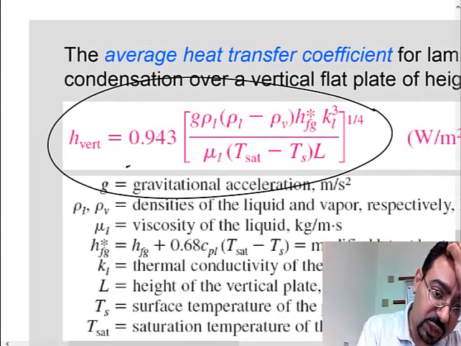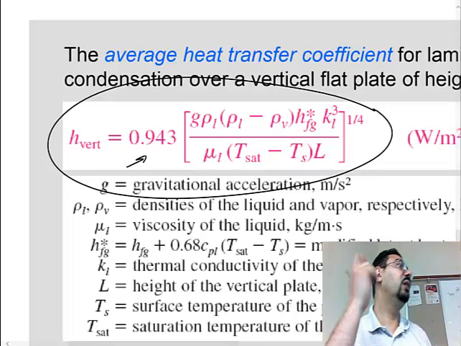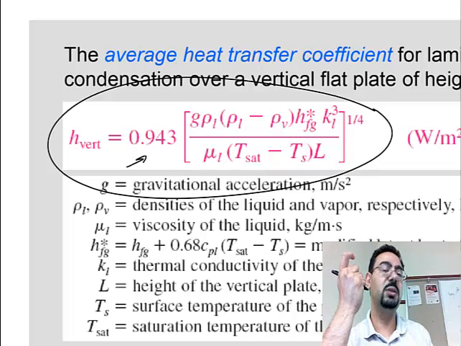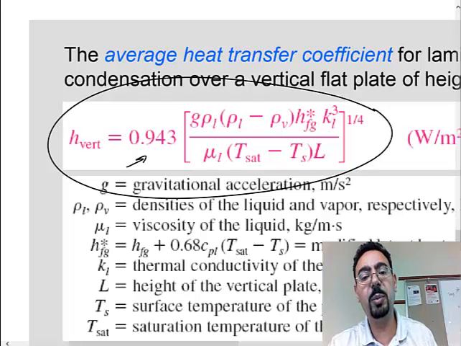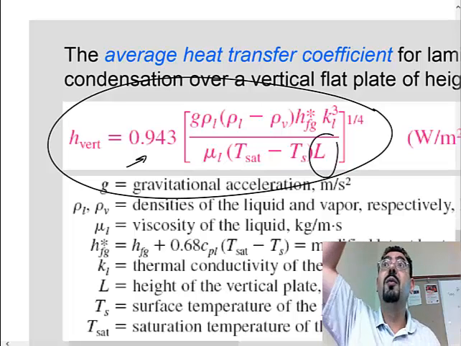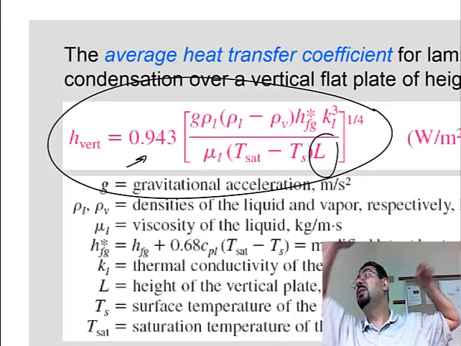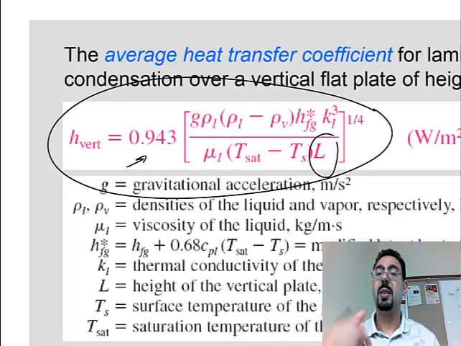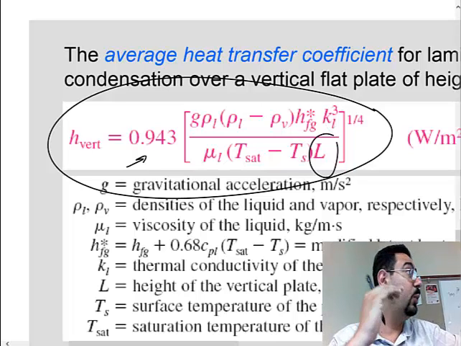So 0.943, of course, once they set up all the theory, they still need some tweaking from experiments. So 0.943 times g, rho liquid at T saturation, rho liquid, rho vapor, mu L, T saturation, Ts. L, that's the height of the plate or the length of the plate in the flow direction, not in the width direction, right? The width doesn't matter. It's the length. And k_L, that's the conductivity of the liquid.